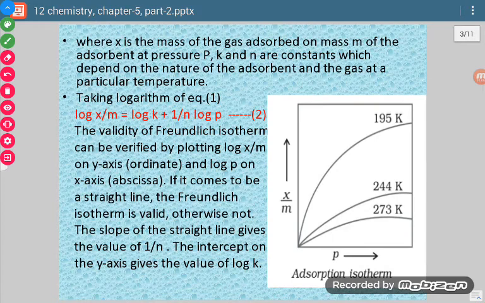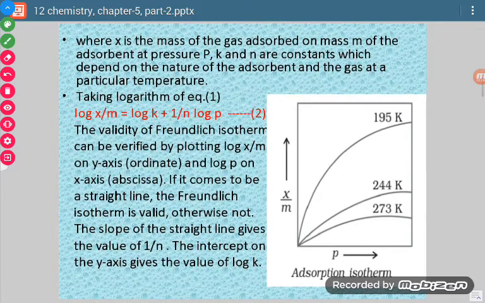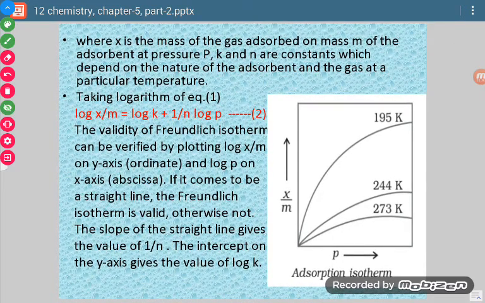Here x is the mass of adsorbate. In this case, x is the mass of gas adsorbed, on the mass m, and m is the mass of adsorbent. P is the pressure, k is a constant, and n is a constant.